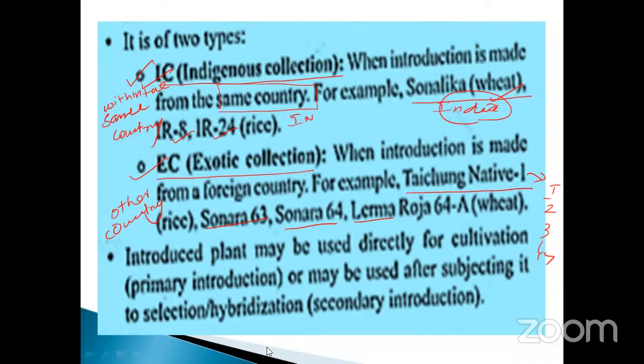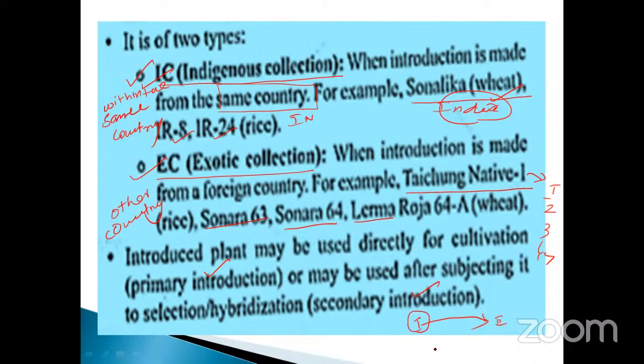Okay, my dear. So an introduced plant may be used directly for cultivation. That is called a primary introduction. Or it may be used after subjecting it to selection or hybridization, which is a secondary introduction. First of all, directly, for example, brinjal, mustard, or castor, whatever it may be. Take examples of potato, tomato. Any one of the plants directly introduced from the other country.